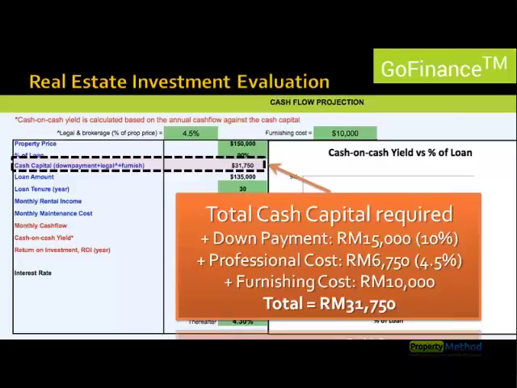Down payment is the difference between property price and the loan amount. So in this case, a 10% down payment or 15,000 is required. Since we double checked with the bank, we can get a 90% loan. So the rest of the 10% should come out from our pocket. And the professional cost, as mentioned earlier, is 4.5%, which is equivalent to 6,750 here in this example. And the furnishing cost we just mentioned, 10,000. So the total cash required to buy the apartment from this Mr. Seller is 31,750 ringgit. So we just sum up these three numbers.